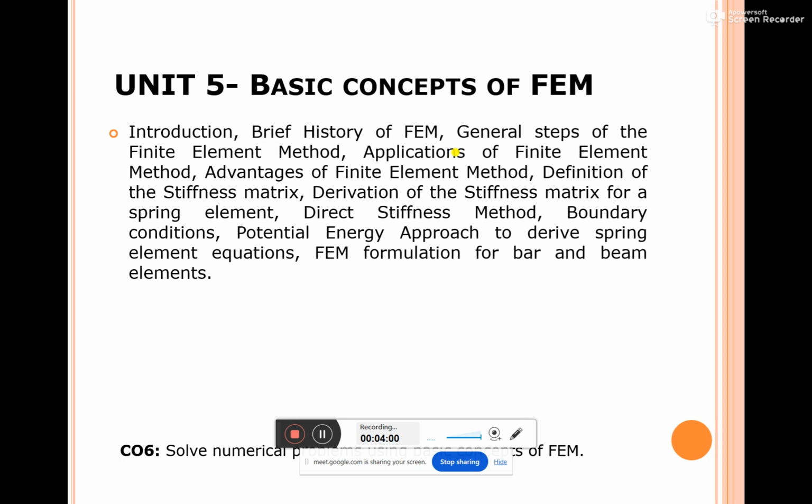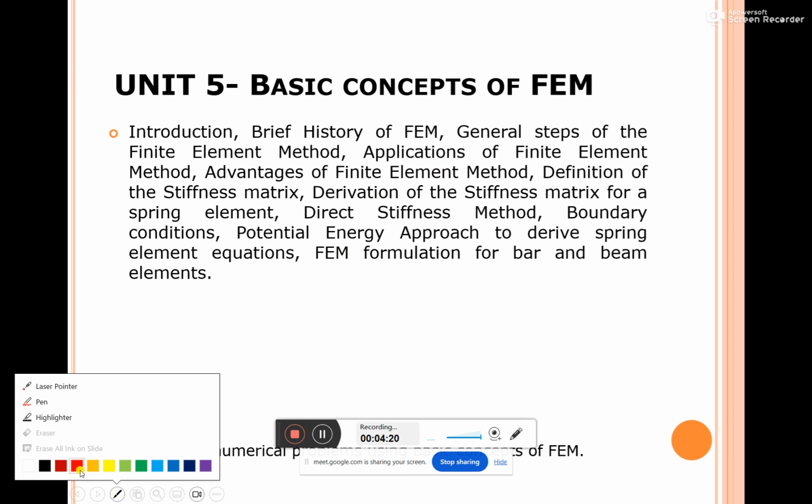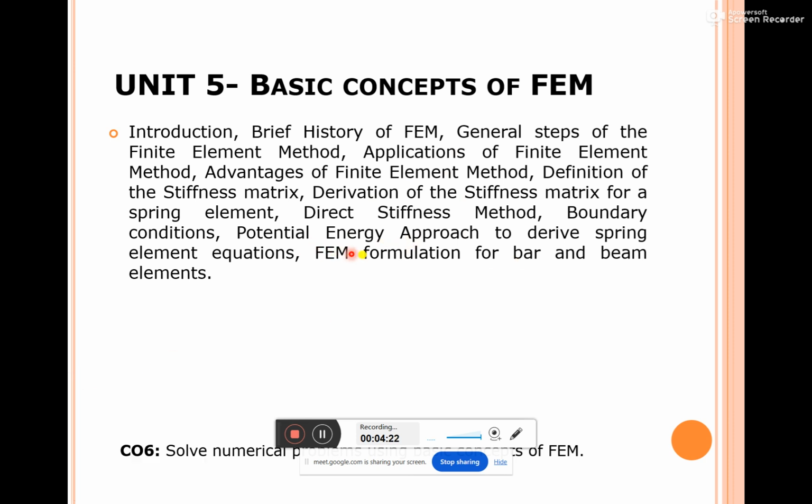After that, I will explain what the stiffness matrix is, and by using the stiffness matrix equation, how we are going to formulate the FEM problem. I will take one example related to the bar element, because there are mainly two different problems: FEM formulation for bar and beam element. In the exam also, they may ask problems related to the bar and beam element, so these derivations are also very important. You can go through the notes, and if you have any doubts, you can ask me later.